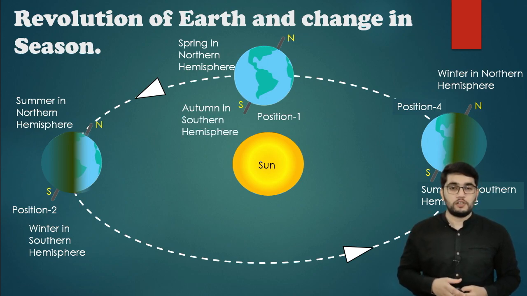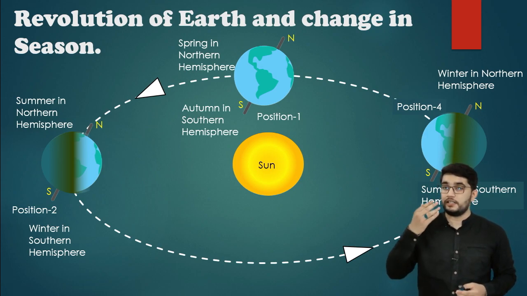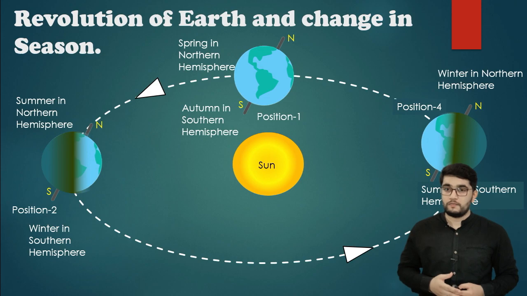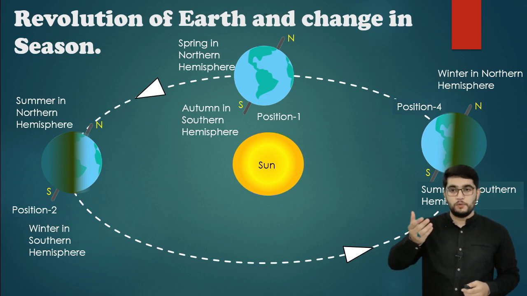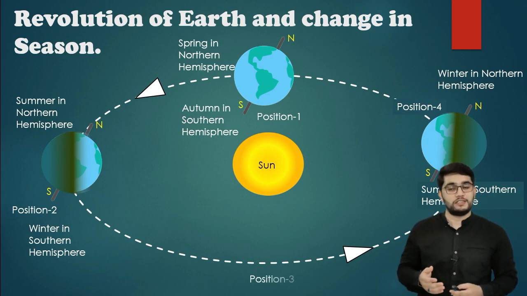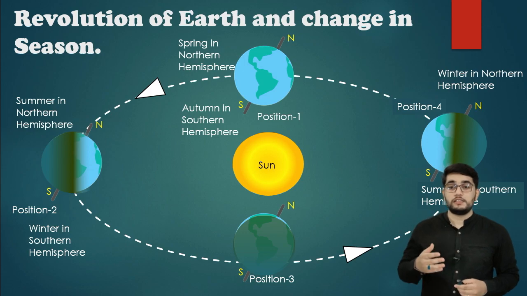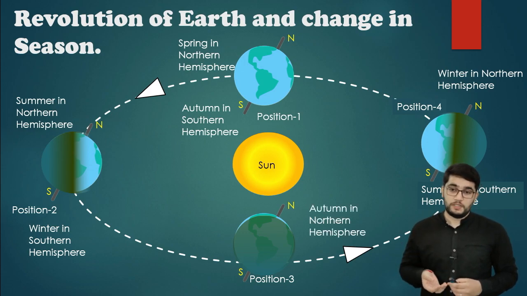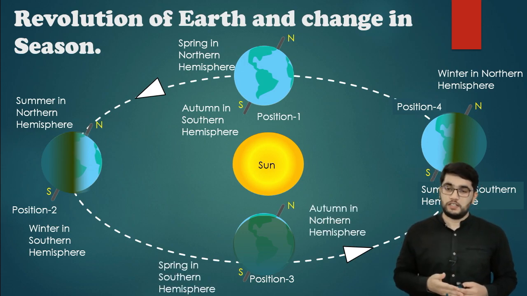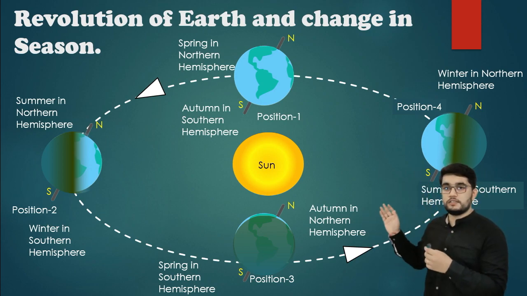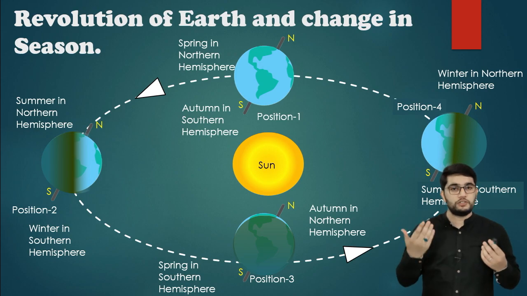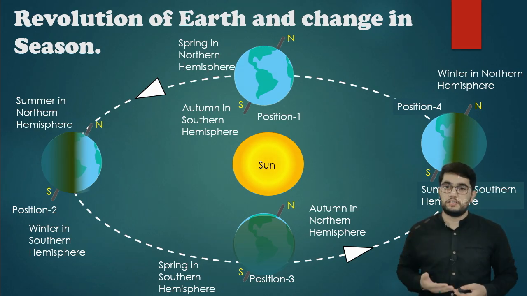Now this is because all the time in position number 1, the sun rays are falling directly towards the equator. And because of this reason, there is spring in the Northern Hemisphere and autumn in the Southern Hemisphere. Now opposite to this, there is position number 3. In this, there is autumn in the Northern Hemisphere and spring in the Southern Hemisphere. All the pictures, all the things over here, are telling us how the revolution of Earth changes the season accordingly.